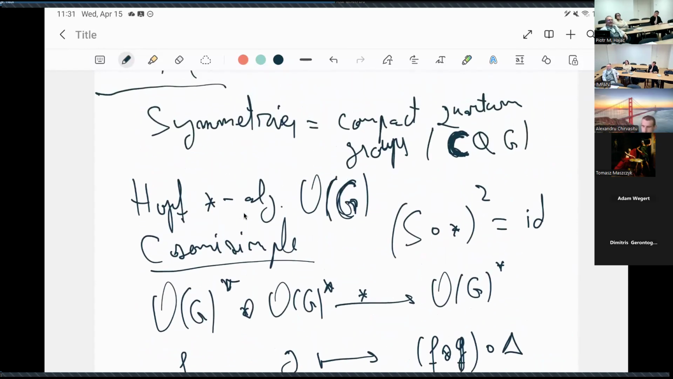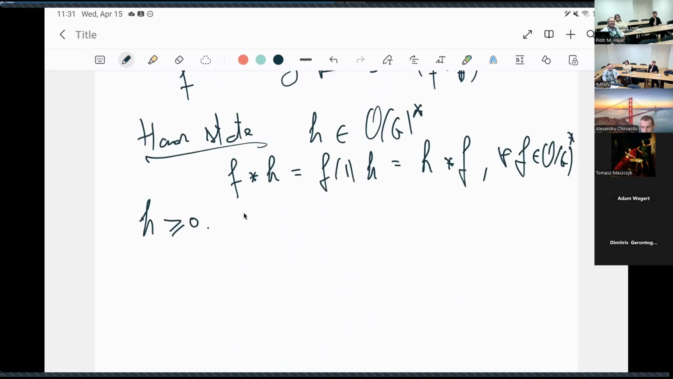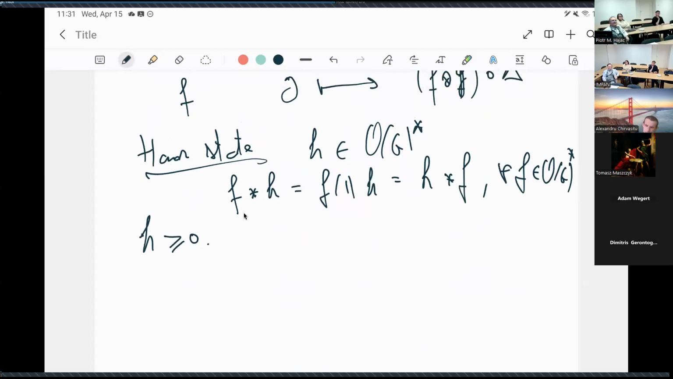Sorry, Alex, does this positivity imply that H is unital, that H of 1 is equal to 1? Oh, no, I'm assuming unitality. I can scale it, right? Yeah, H of 1 is 1. If I want uniqueness, I have to pin it down to 1. Because it's what really makes it co-semisimple.